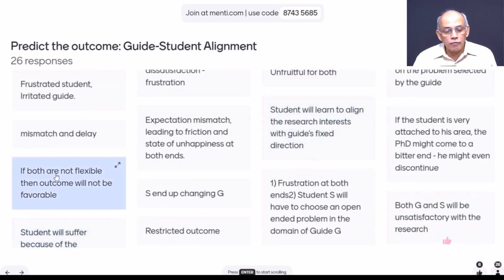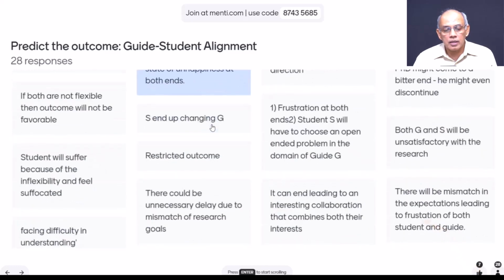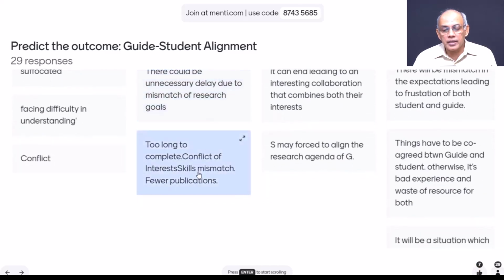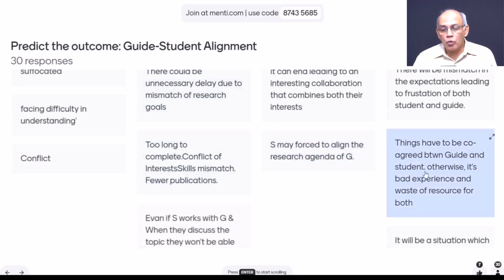If both are not flexible, then outcome will not be favorable. Expectation mismatch can lead to a state of friction. It may take too long to complete. S may be forced to align with the research agenda of G. Things have to be co-agreed between guide and student.